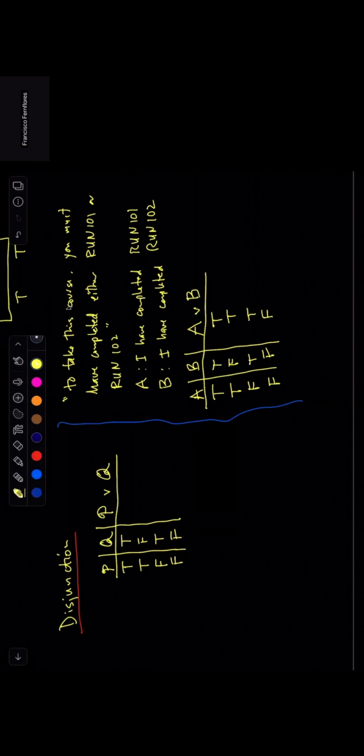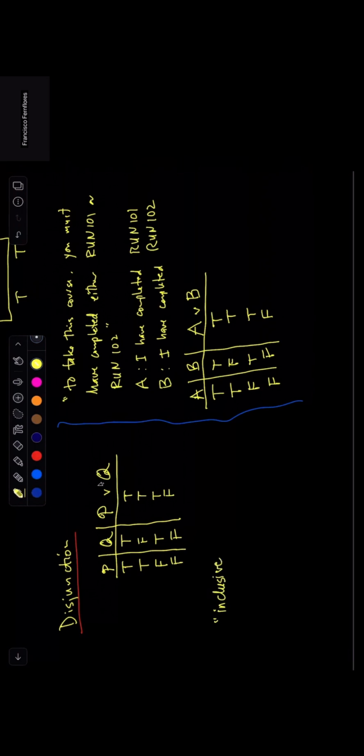And that's the canonical definition of the V, okay? So for the V, the truth table that defines it has 3 T's and an F. Now you'll notice there's a T when they're both true. This meaning of or we usually call the inclusive or. It's inclusive because it includes the possibility that both are true. And that's how we define the meaning of this symbol.